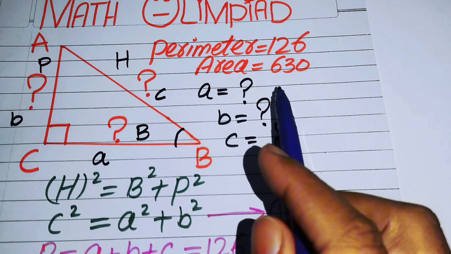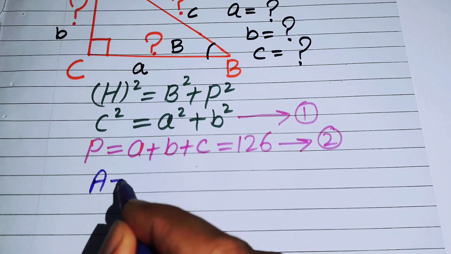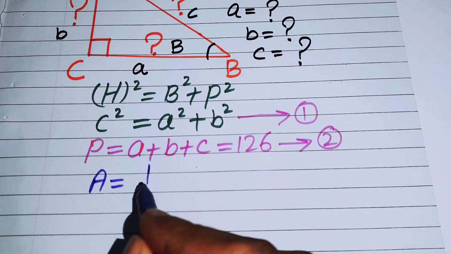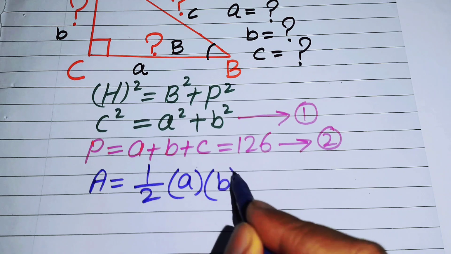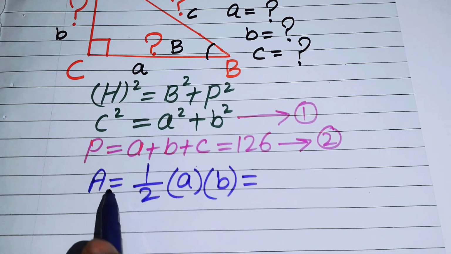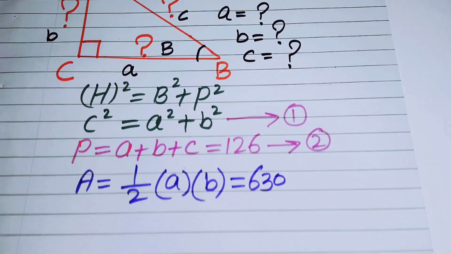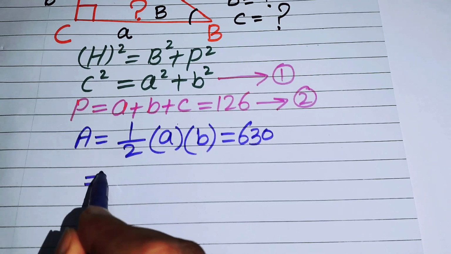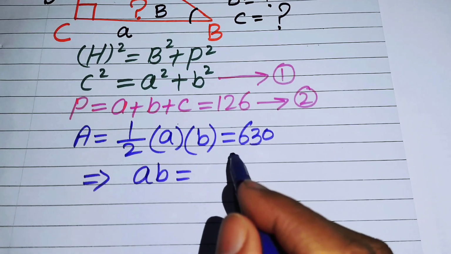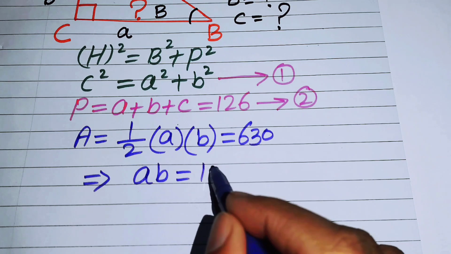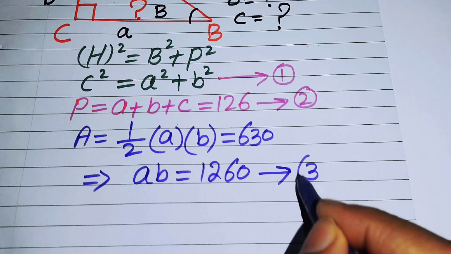Now again, if you see our question statement, we are given that the area of this triangle is 630. The formula for the area of a triangle is half of the base multiplied by the height. So our height is b, and the area is 630. Here we get a nice equation: ab equals, when we move this 2 to the right hand side, 2 times 630 equals 1260, and I can name this equation number 3.